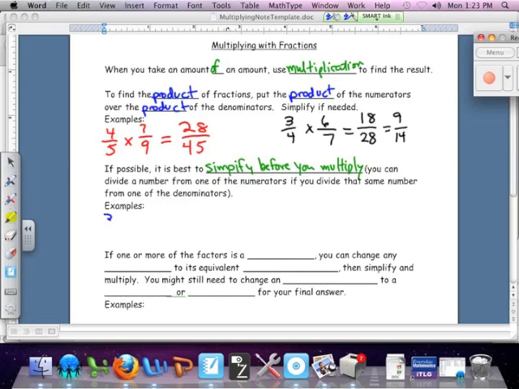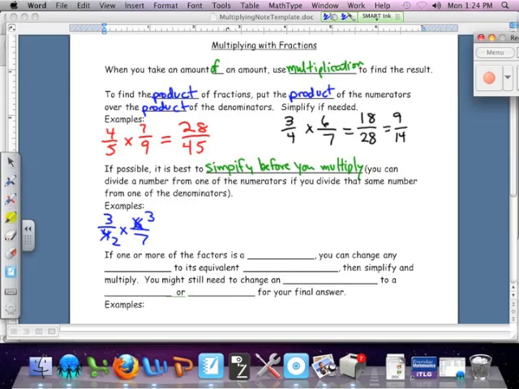So 3/4 times 6/7. What can I simplify before I multiply? You can divide 4 by 2 and get 2, and divide 6 by 2 and get 3. Good. So the 4 and the 6 are both even numbers, so I can divide 2 out of each of them. The 4 becomes 2, the 6 becomes 3. Is there anything else I can simplify before I multiply?